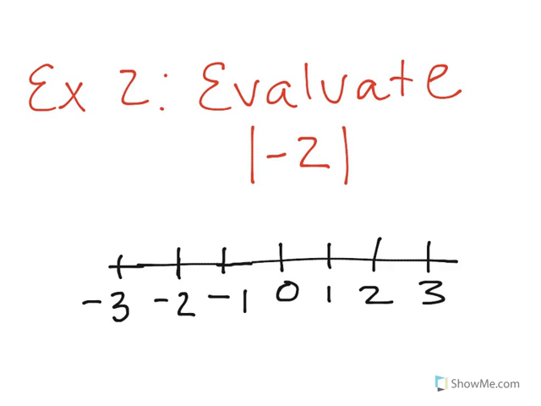My next example is to evaluate, and notice how I have the absolute value signs. Evaluate the absolute value of -2, that's how you read this statement. So now I have to think back. Absolute value means the distance the number is away from 0, and I always know that my answer is going to be positive. So I'm going to locate -2 on my number line and say, how far is -2 away from 0? It's 1, 2. Okay, it's only 2 away from 0. So the absolute value of -2 is just 2.